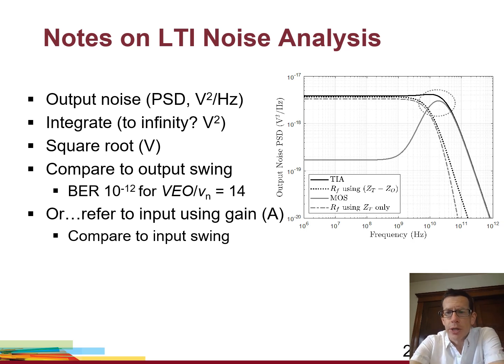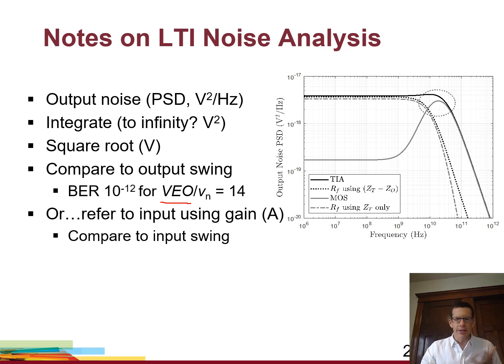So what we can do here is integrate the output noise. We take the power spectral density in volts squared per hertz and integrate it to get a number in volts squared. Then we can take the square root of it and we get an RMS voltage in volts. The main reason we're going to do noise analysis is to estimate the bit error rate. So we can take that RMS noise and compare it to a vertical eye opening. If we have a peak-to-peak vertical eye opening, we need an SNR, VO divided by the noise, to equal 14 for a bit error rate of 10 to the minus 12.